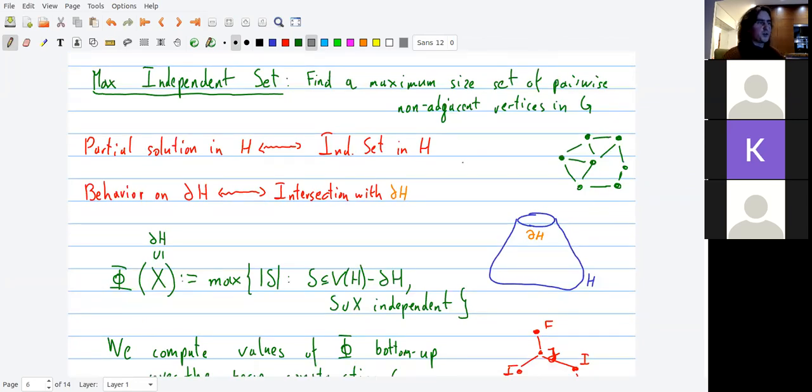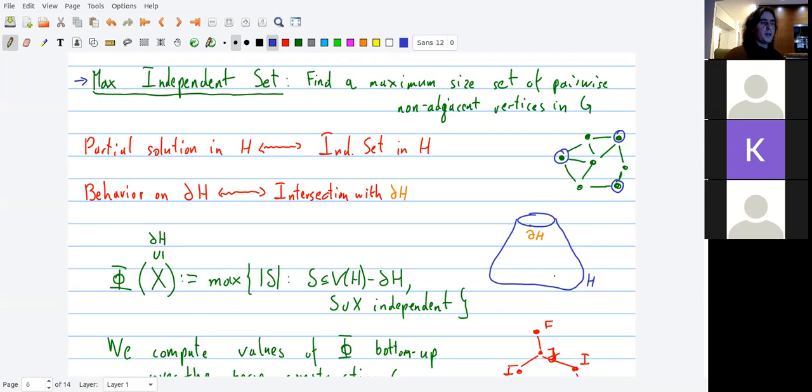So the most trivial example is the maximum independent set problem that hopefully you have seen already at some point. In this problem, we are given a graph and we want to find the maximum set of pairwise non-adjacent vertices. So for instance, in this graph, I could pick this one, and this one, and I would like to maximize the number of vertices picked subject to the fact that they are pairwise non-adjacent, like in this solution.